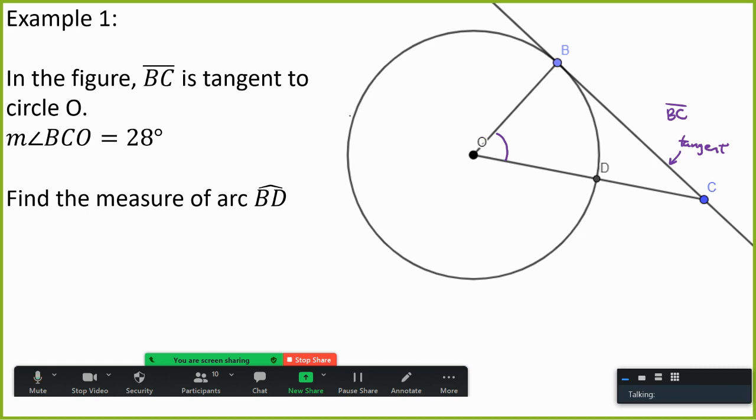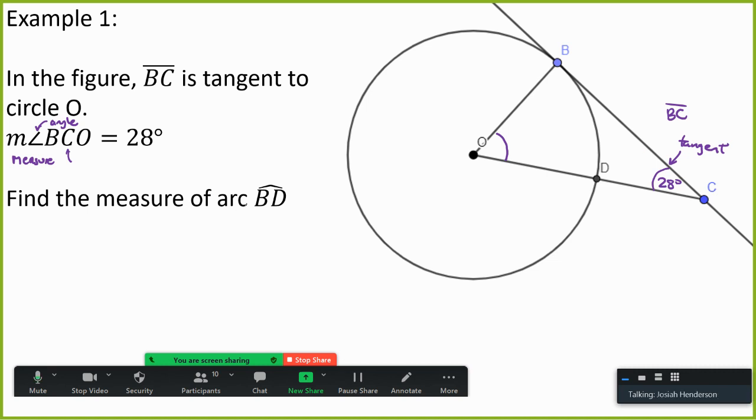In the figure, BC is tangent to circle O. Measure of angle BCO, that little m means measure, and the symbol here means angle. The measure of angle BCO is 28 degrees. So let's mark that on our picture. Where those two lines are meeting, that's the angle we're describing, right at C. It's always going to be the middle letter from the name, BCO, C. That's the corner where you're going to mark it. So this is 28 degrees right here, based on the words.